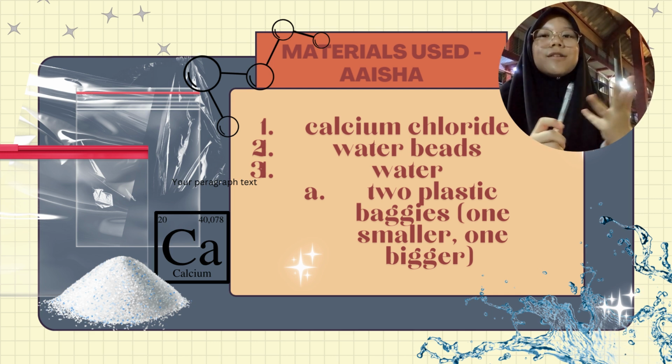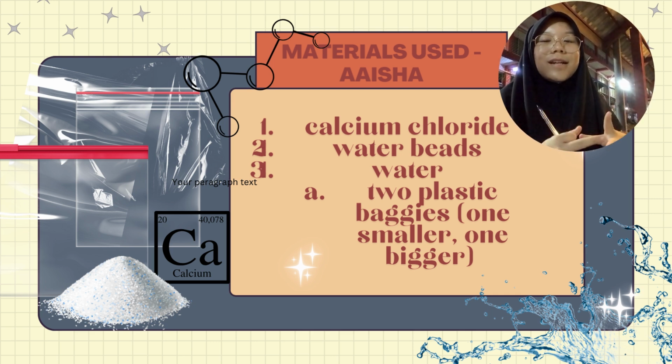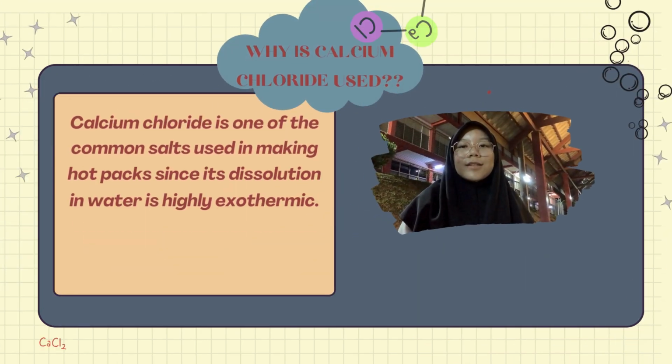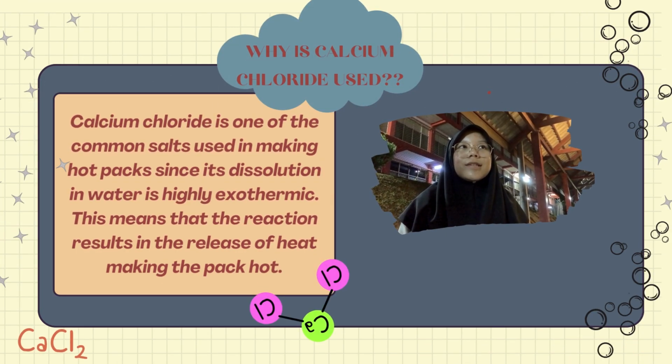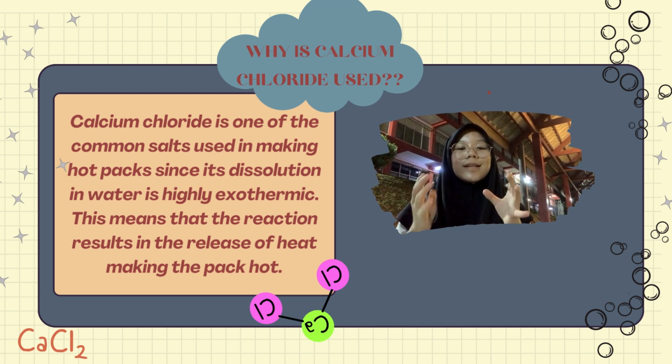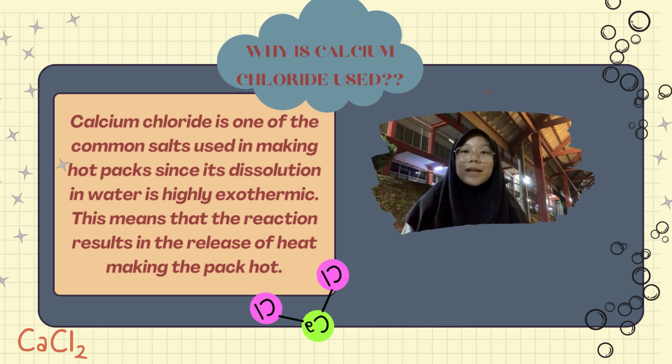Plastic bags. Ziploc bags, one of them needs to be smaller and the other needs to be bigger. Calcium chloride is used for this because it is one of the most common salts used in making hot packs, since its dissolution in water is highly exothermic. That means the reaction of the salts involved releases heat, making the bag hot.